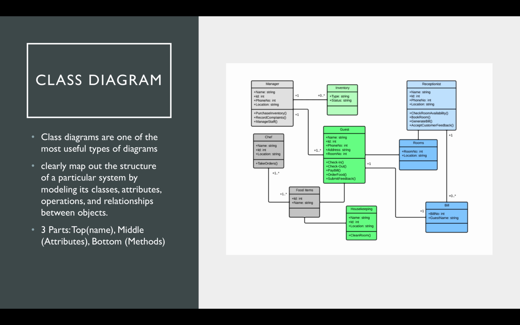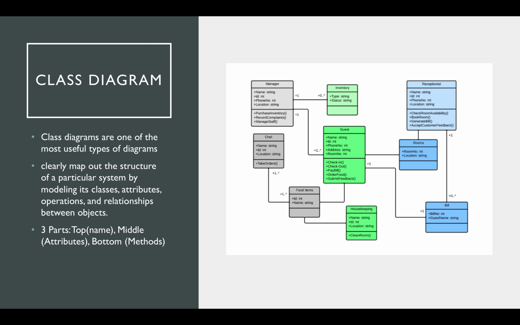The first one I'll be discussing is class diagram. Class diagrams are one of the most useful types of diagrams. They clearly map out the structure of a particular system by modeling its classes, attributes, operations, and relationships between objects.